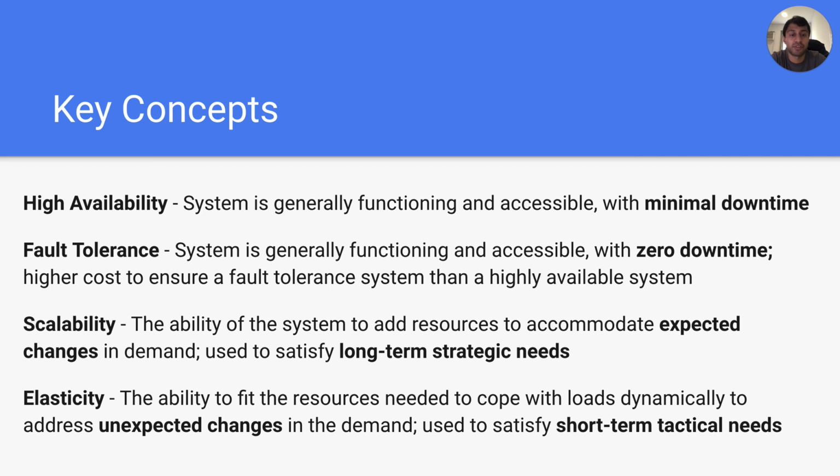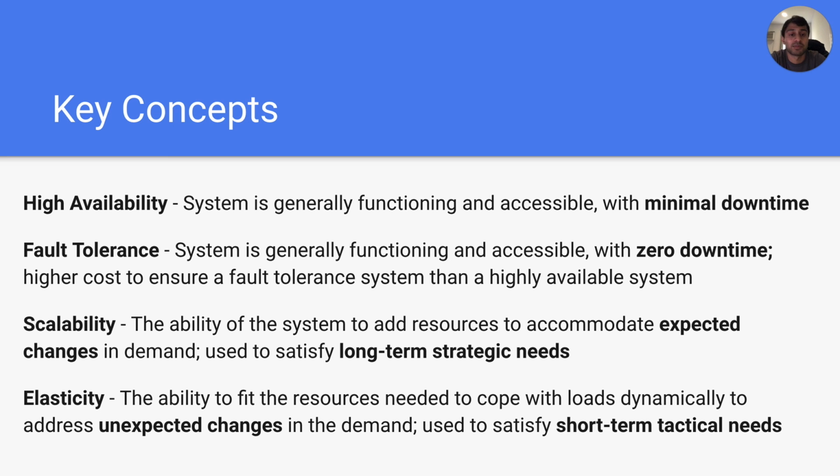Taking this a step further is fault tolerance, which means that a system generally is functioning and accessible with zero downtime. So not minimal downtime, zero downtime. This is saying that even if an entire geographic area of servers goes down, that's okay. So again, AWS provides the infrastructure to ensure a fault-tolerant system as well. But it's important to note that this is often associated with a higher cost, since you have to provision a more sophisticated system to ensure fault tolerance across multiple geographic locations.